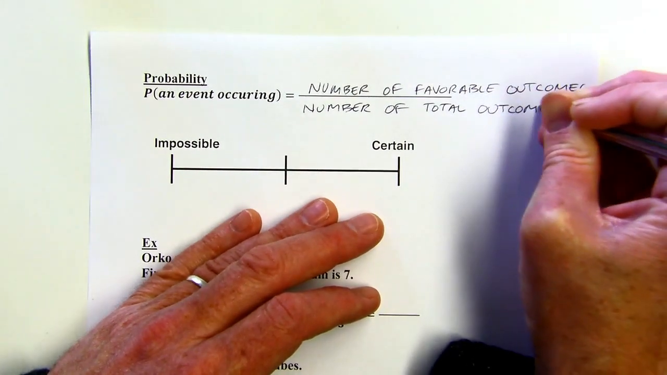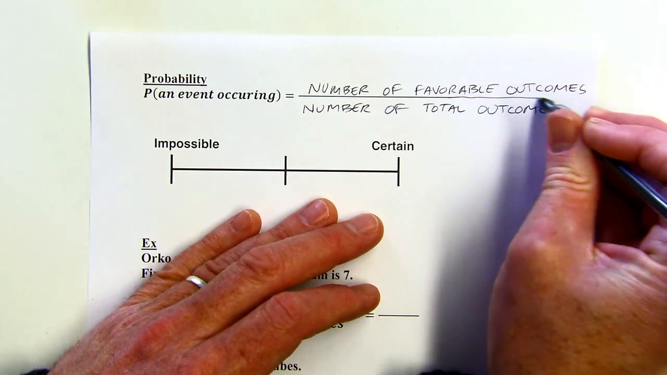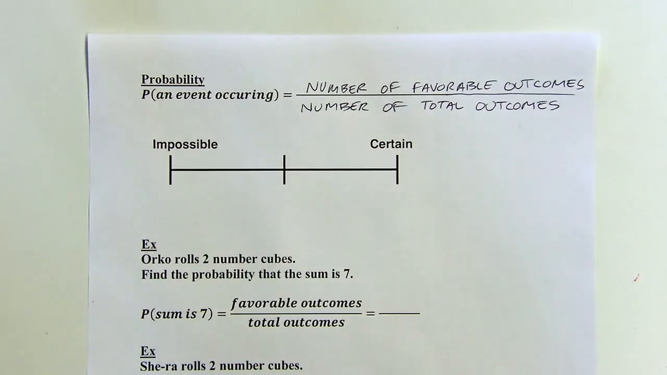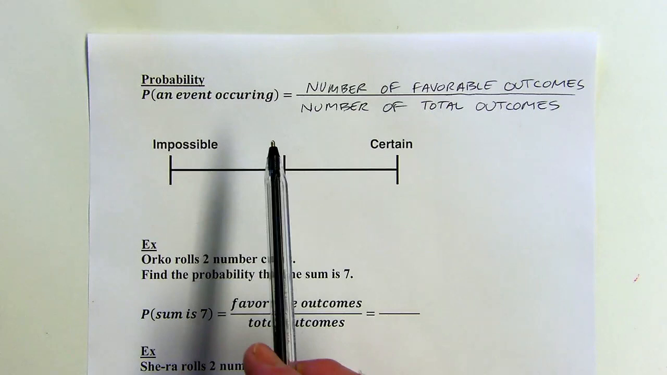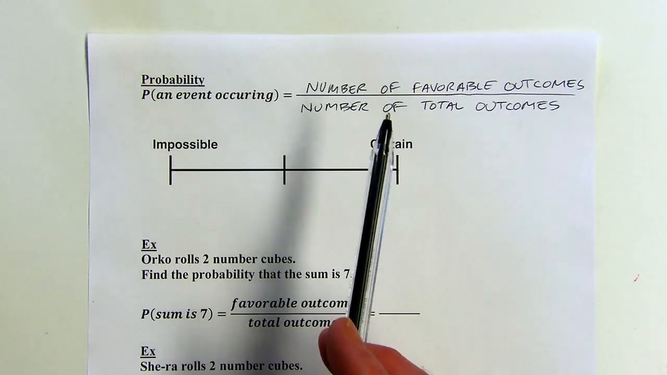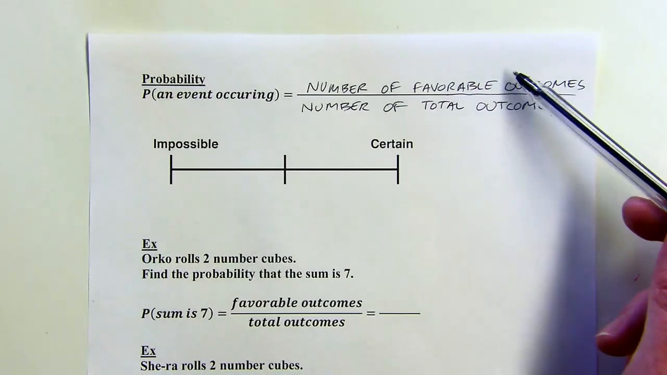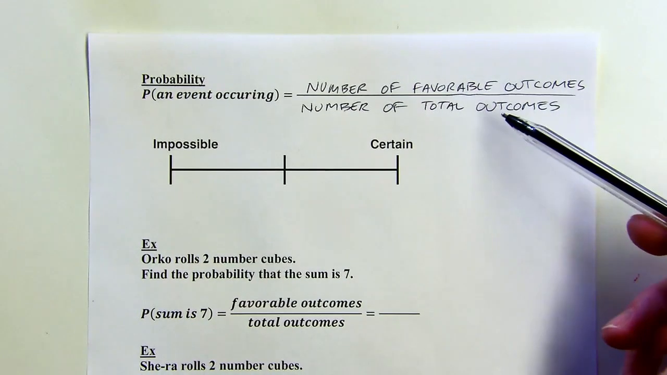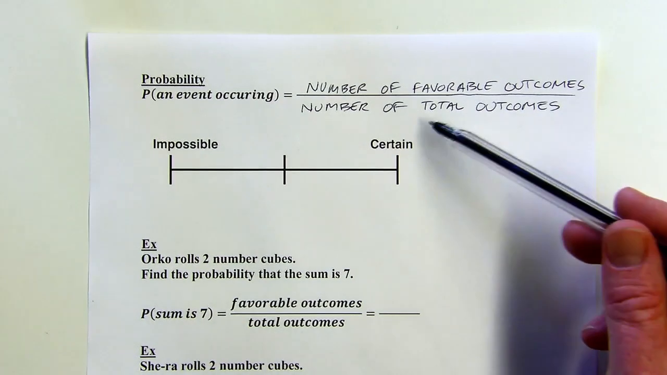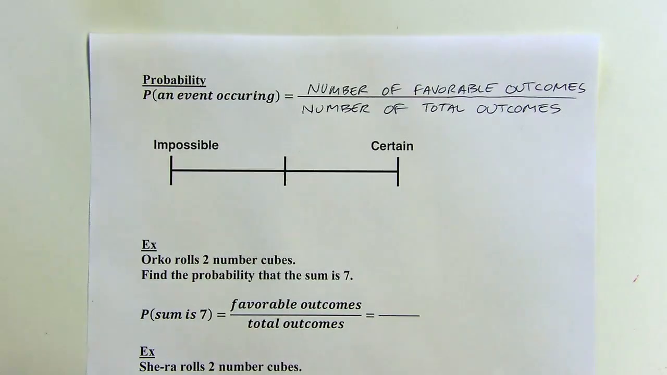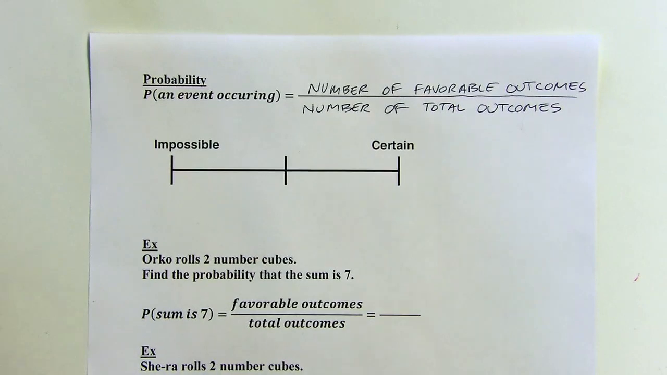Okay, so I usually just say favorable over total for short. But that's what I mean by that. The probability of rolling a 2 on a number cube is 1 out of 6 things that can happen. So the probability would be 1 over 6. The one favorable roll would be a 2, and then the total outcomes would be 6. Okay? All right, so let's talk about probability.